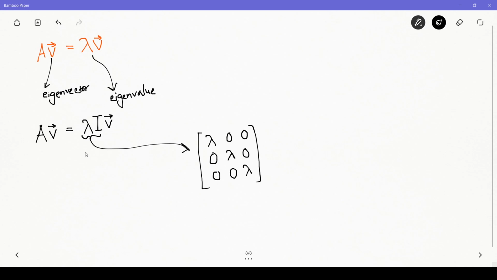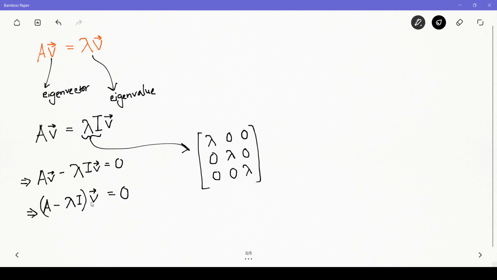Okay, so now that we have this equation right here, let's try to take everything to the left hand side. We end up with something like this: A times V minus lambda I times V, which is equal to 0. So let's factor out the common part, which is the V vector, right? So let's factor out this part over here. A minus lambda I times the unknown eigenvector V will give me 0.